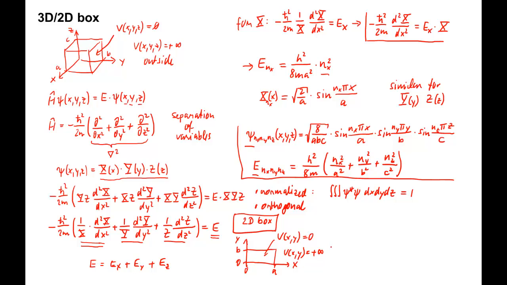In analogy to the solution above, the solutions here depend on two quantum numbers, one for each of the dimensions. The wave functions for the stationary states are psi of nx and ny as a function of x and y equals the square root of 4 divided by ab times sine of nx pi x over a times sine of ny pi y over b. The energies are E of nx and ny equals h squared over 8m times nx squared over a squared plus ny squared over b squared.